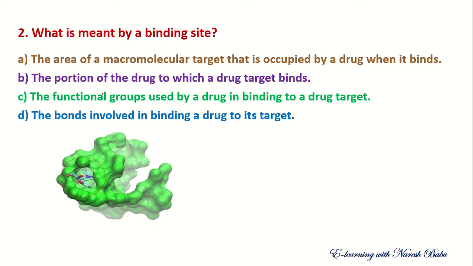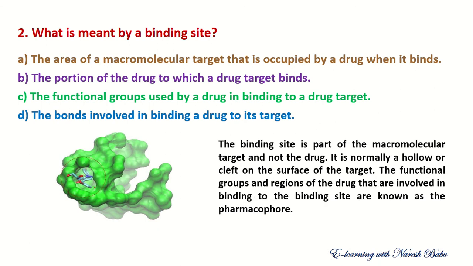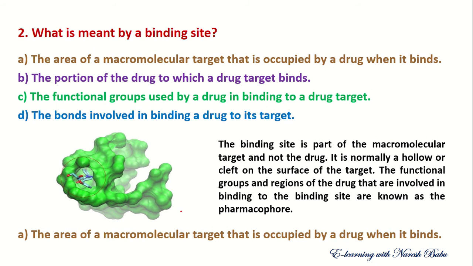The correct definition among these four is the first one, the area of a macromolecular target that is occupied by a drug when it binds. That is what we call the binding site. This picture completely gives the information about the binding site. So the answer is A. The binding site is a part of the macromolecular target and not the drug.